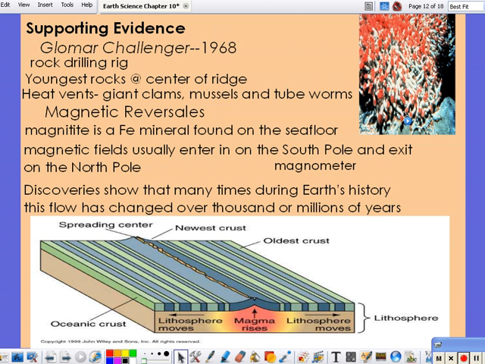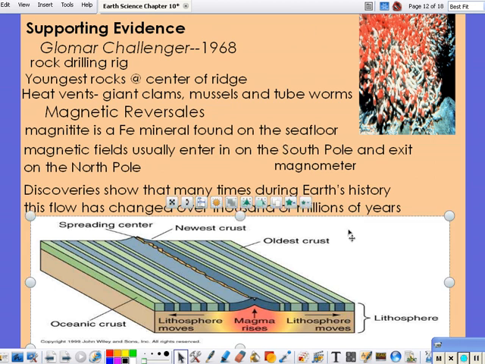But they found out that there are periods of reversal where what we would think would be the South Pole is actually the North Pole. So we have some reversals here. These discoveries showed that many times during the Earth's history, that flow of energy has changed. Now, this isn't a sudden overnight thing. It changes over thousands or millions of years.